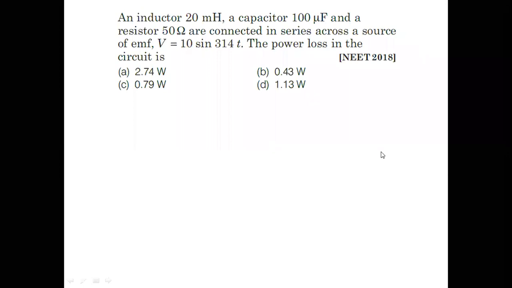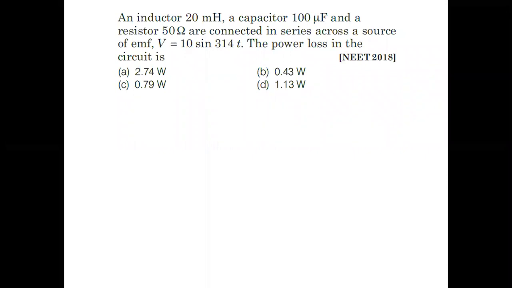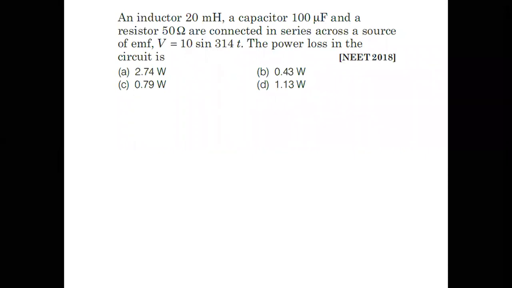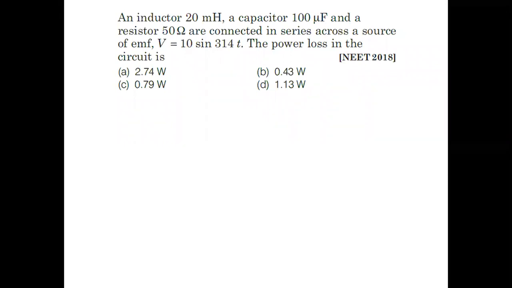An inductor of 20 millihenry, a capacitor of 100 microfarad and a resistor of 50 ohm are connected in series across a source. It is an LCR circuit. All the three have different values. They are connected in series across a source of EMF V equal to Vm sine of omega t. The power loss in the circuit. Power loss, as I said in my last class, is a product of VRMS, IRMS and cos phi. Let me write it mathematically.